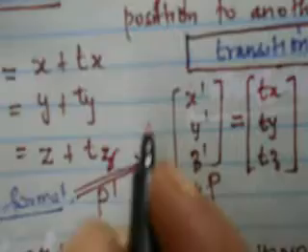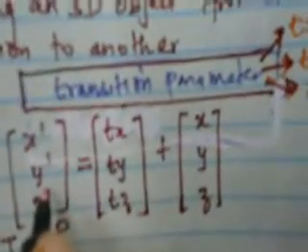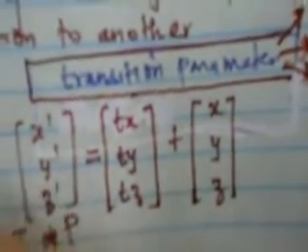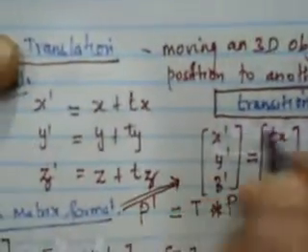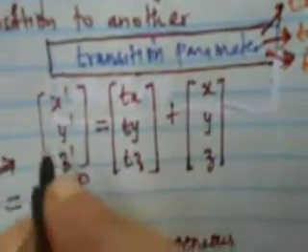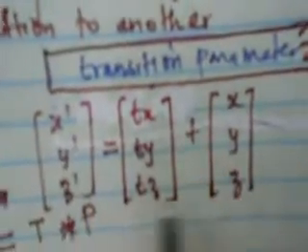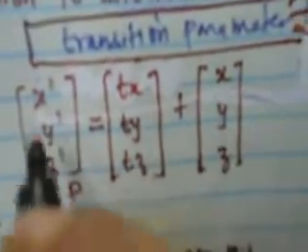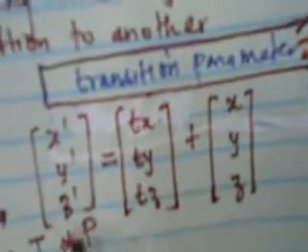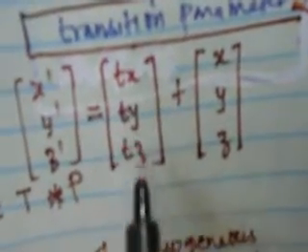Okay, let's write it in matrix form for translation. For this translation we know we must record 3 translation parameters, that is tx, ty, tz. Using these we are going to write the matrix form. So x dash, y dash, z dash is equal to tx, ty, tz plus x, y, z.